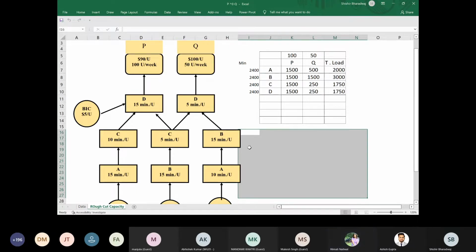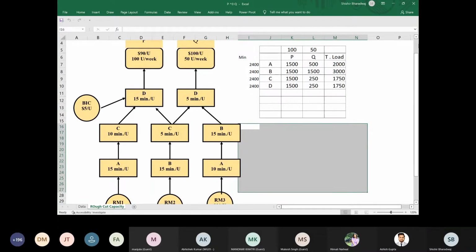Now, this is nothing but the same exercise, but now because we need to do some calculations on it, I have to bring it in Excel. It is a very simple exercise. There are two products, P and Q.